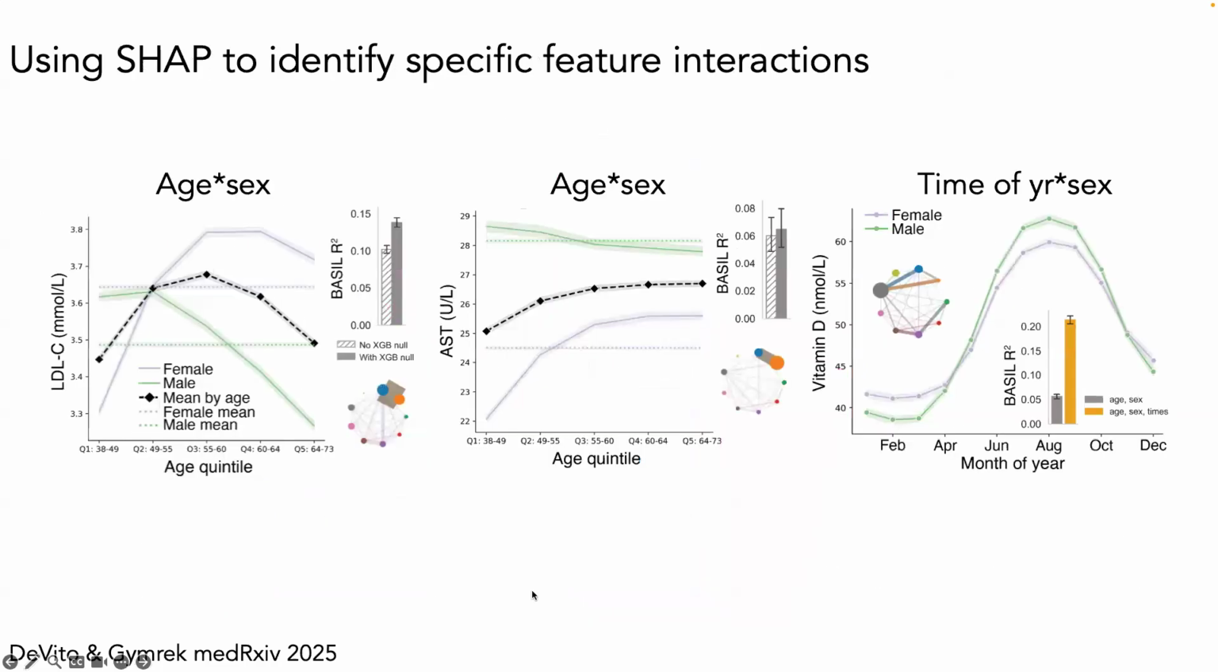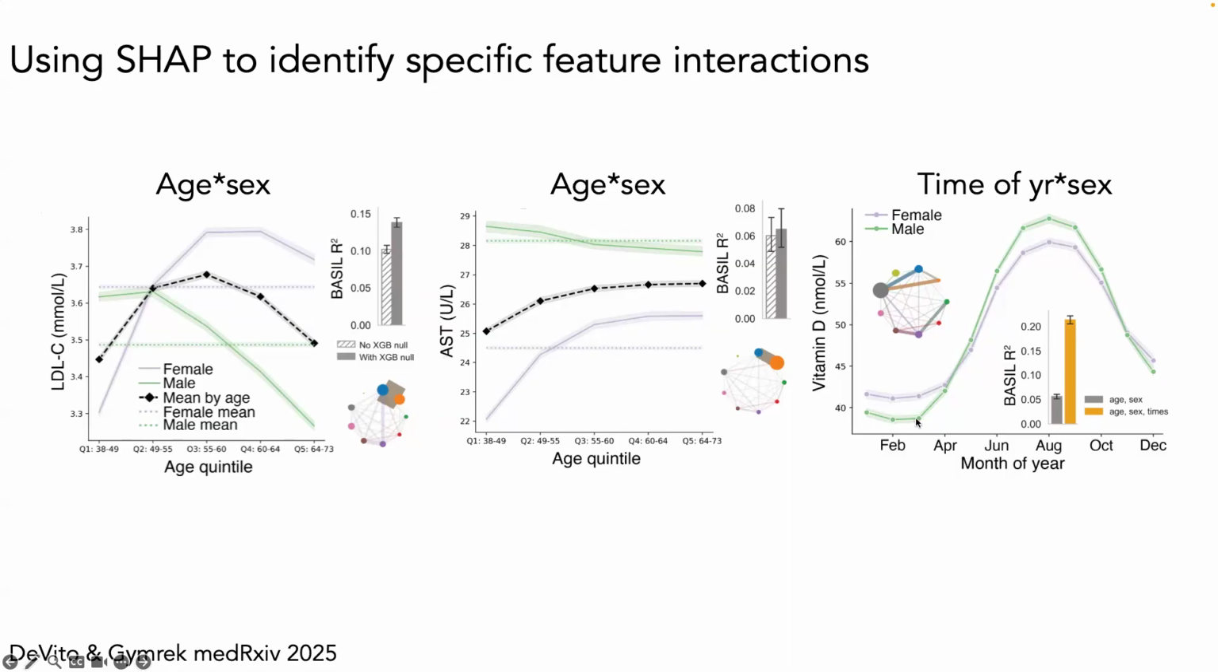I'll just zoom in really briefly on a couple of those. So one of the cool things that we can do with these models is use things like SHAP scores to try and, not just improve the prediction, but actually interpret that model and see what the features or interactions were that were most important. We uncovered some known ones. So there's this age times sex interaction for LDL cholesterol. The direction of age versus LDL is inverted for males versus females after a certain age. Similar age times sex interaction for AST.